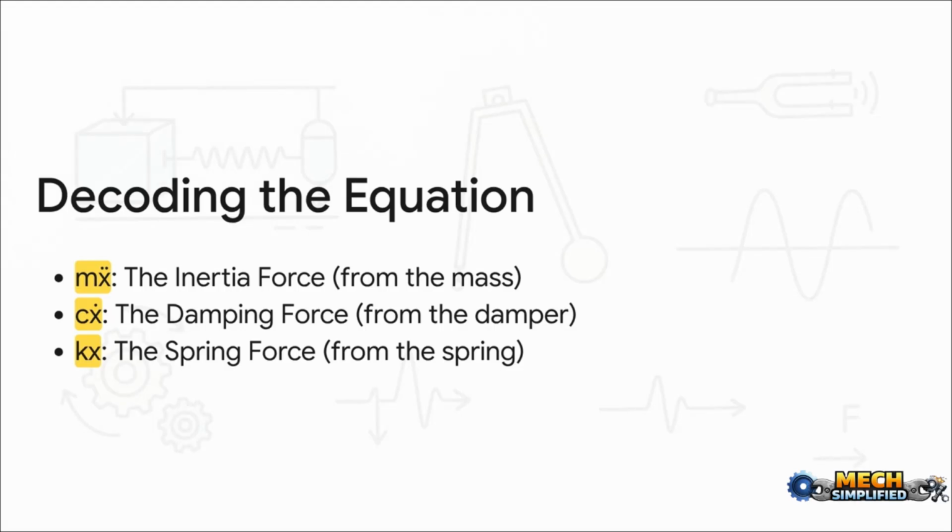Okay, let's break it down. See the M? That's our mass. The C? That's our damper. And the K? That's our spring. All this equation is saying is that the force from the mass, plus the force from the damper, plus the force from the spring, all add up to 0. It's just the whole story of our little play written in a single line.